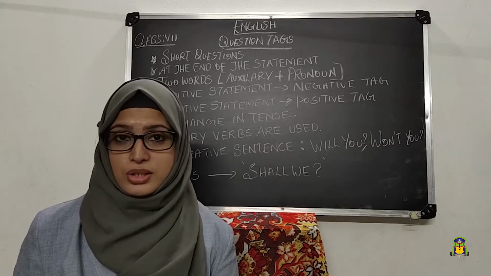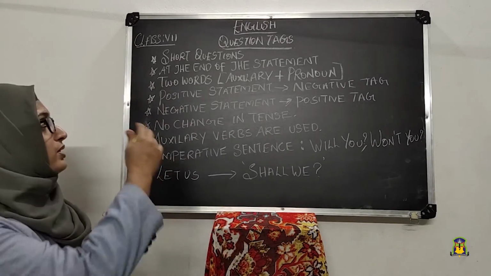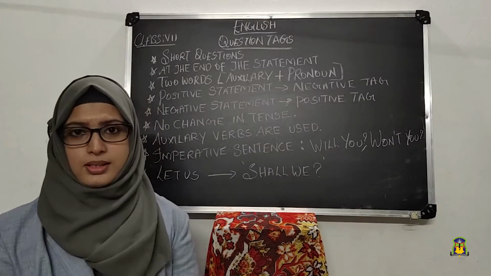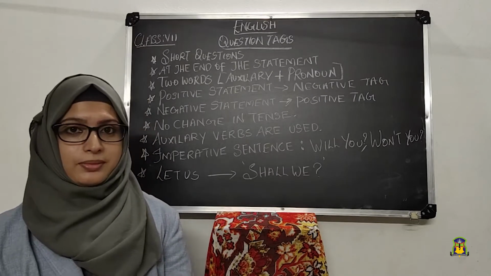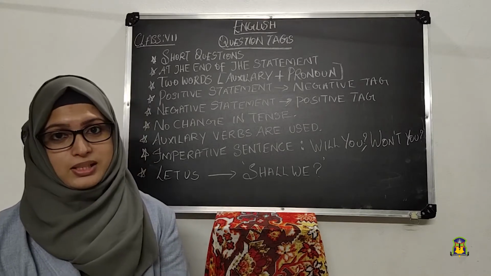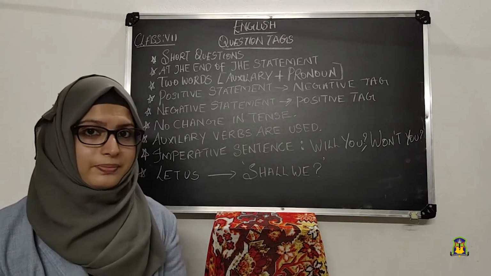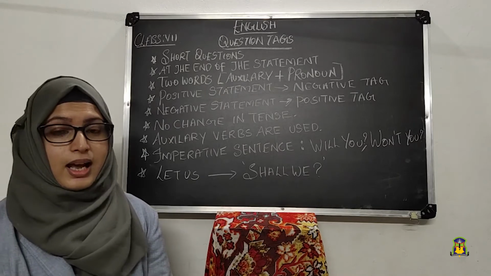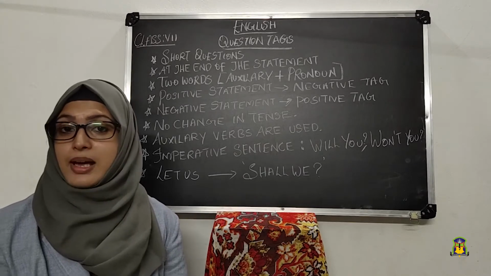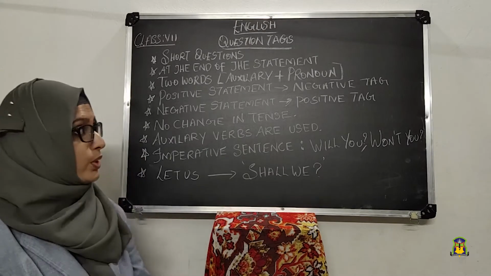First we want to see the definition of a question tag. What is a question tag? You can see, question tags are short questions which come at the end of the statement. And how will it be? It will be of two words, and it will have an auxiliary plus a pronoun. It is two words. We will see all these things.